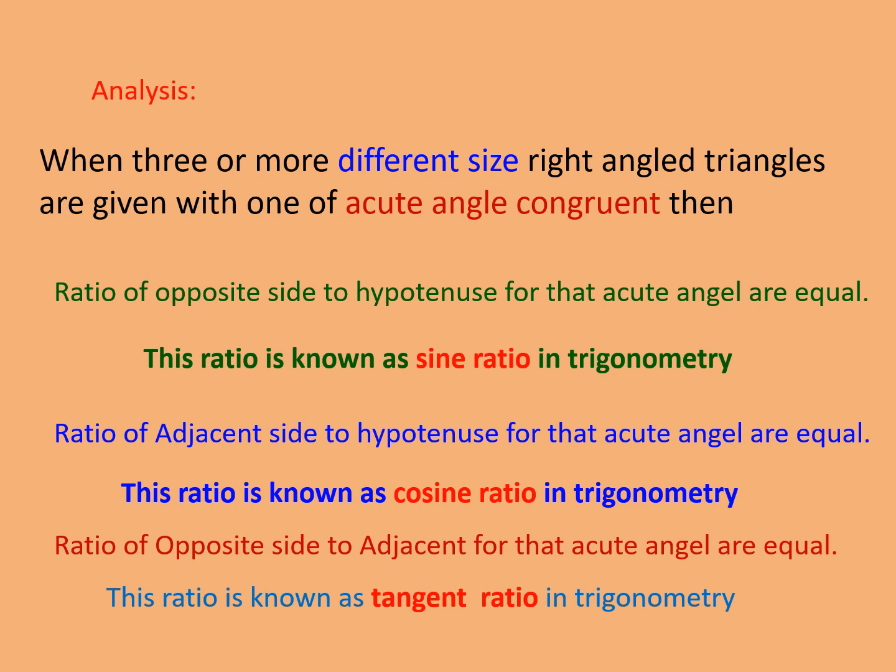So sine, cosine and tangent are the trigonometrical ratios which are very important for this chapter. So this is all we have done.